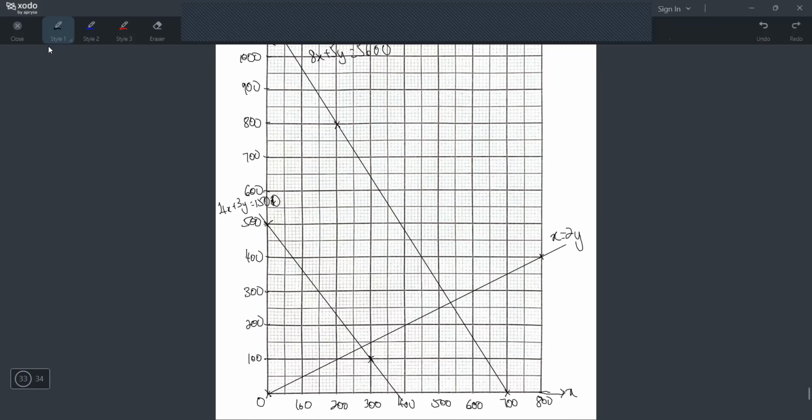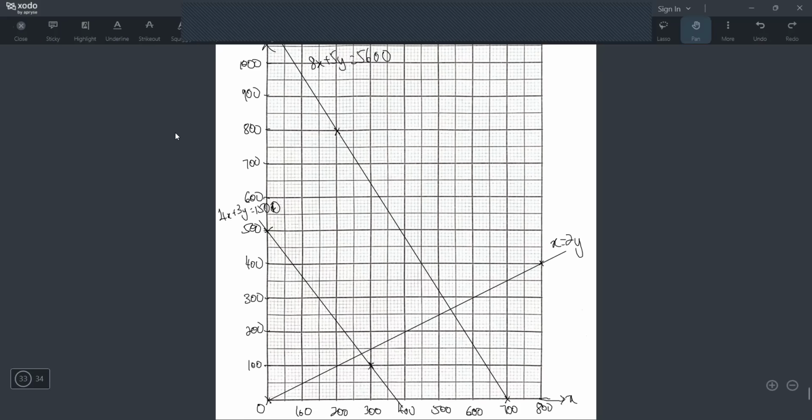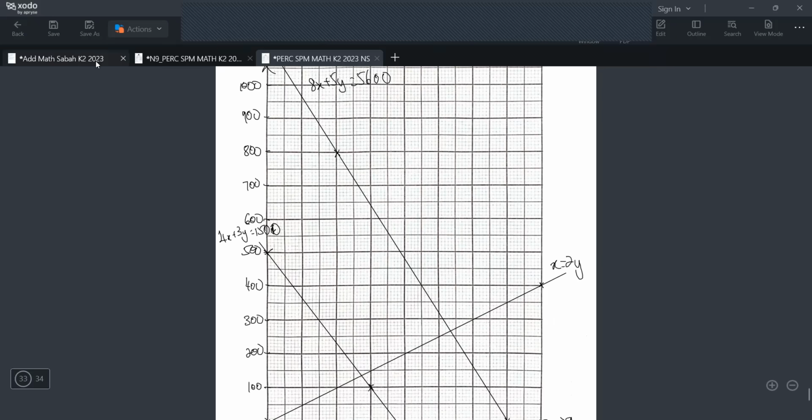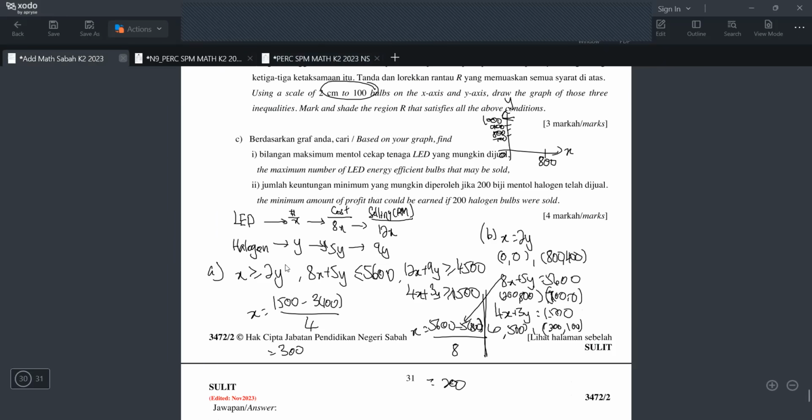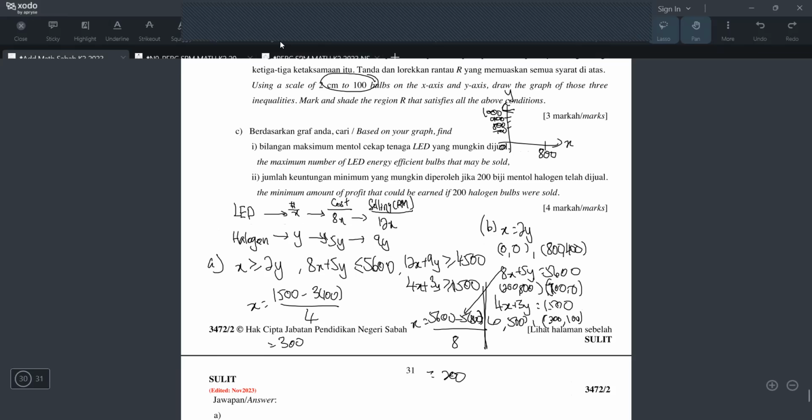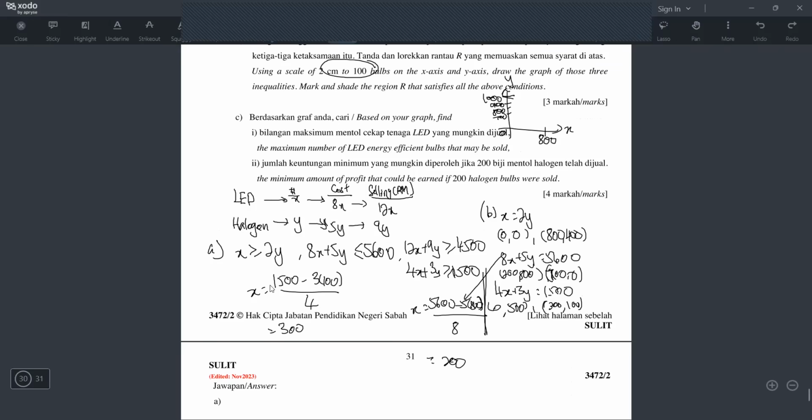Okay, after you reach here, now you can shade. When you shade, you will look at the inequality symbol. So let me erase all this first. This one is like the working just now. So I'll erase this, erase this.